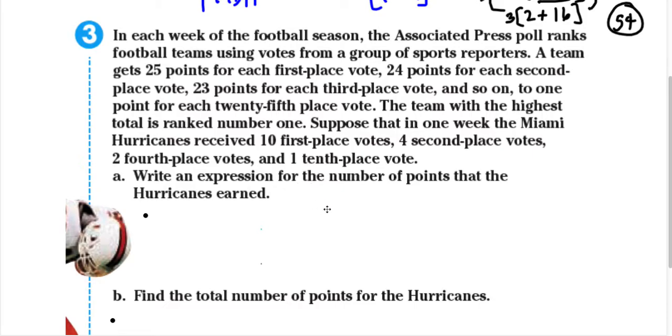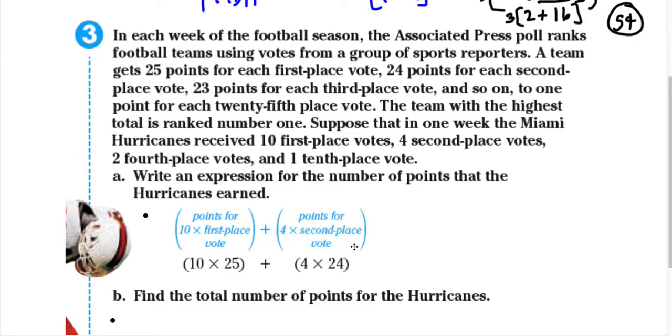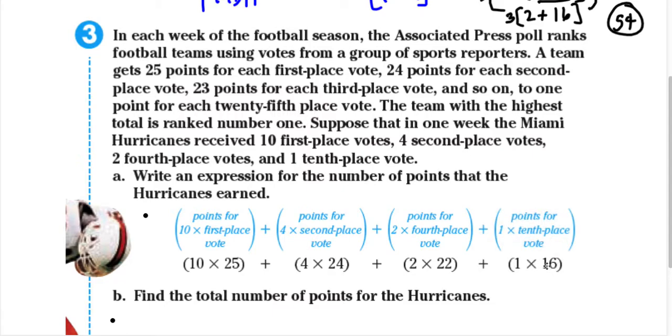Write an expression for the number of points that the Hurricanes earned. Okay, if you do this in letter A, this is what's going to come out. The points for 10 first place votes: 25 points, and there are 10 of them. 4 points for second place votes, for 24 points, and 2 points for fourth place votes, 2 times 22. Then lastly, there is 1 point for 10th place votes.